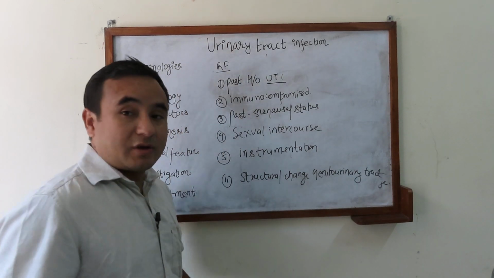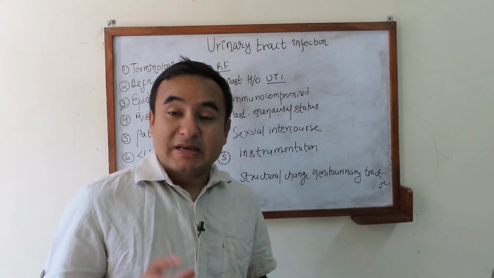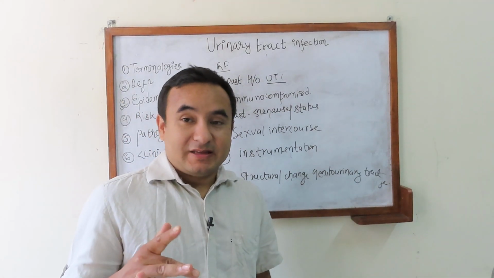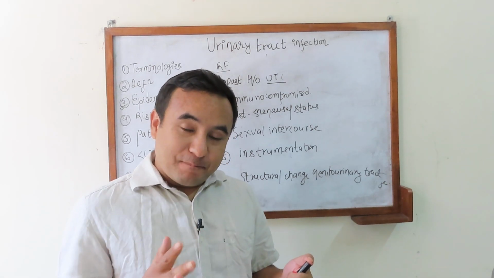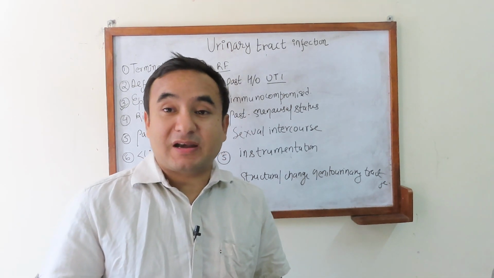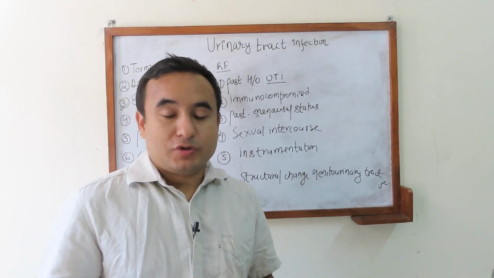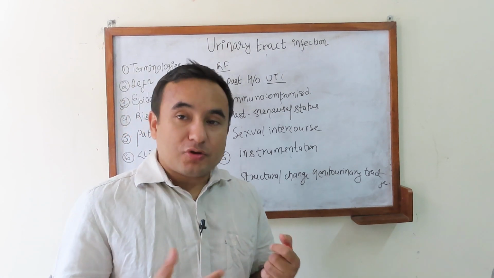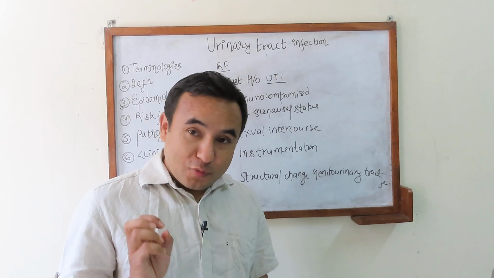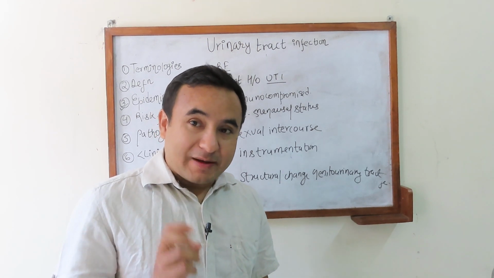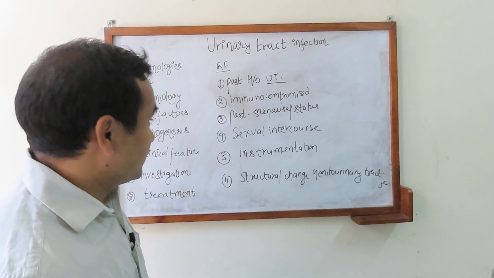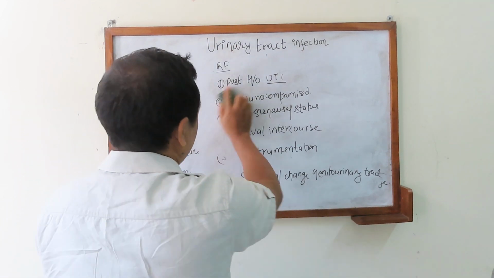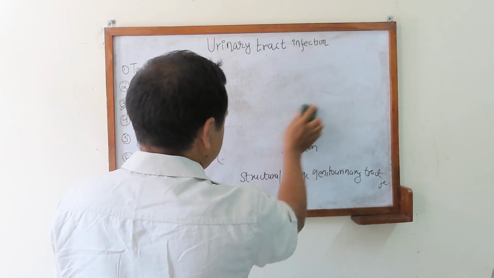So any structural change, like if someone has polycystic kidney, these persons have more risk to have UTI. Similarly, reflux or stone or mass or prostate, so they have more risk to have the UTI. So these are the risk factors for the UTI. So what is the pathogenesis?